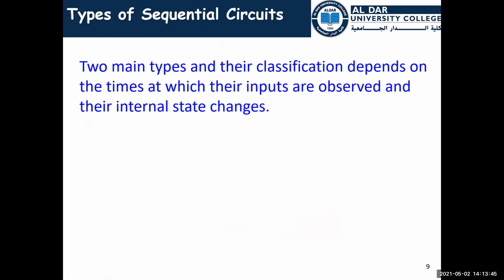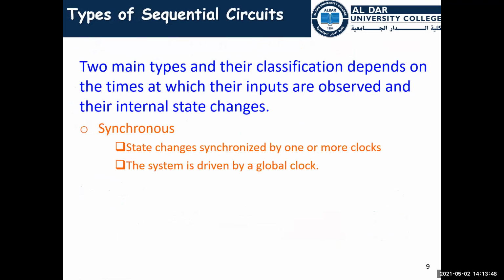We have two types of sequential circuits: synchronous and asynchronous. Synchronous means that there is a global clock that controls the entire circuit. This is a synchronous circuit. In an asynchronous circuit, different units are controlled by different clocks, so each unit has its own clock rate. This is asynchronous. But in synchronous, we have one global clock that controls the entire circuit. So these are the two types of sequential circuits.